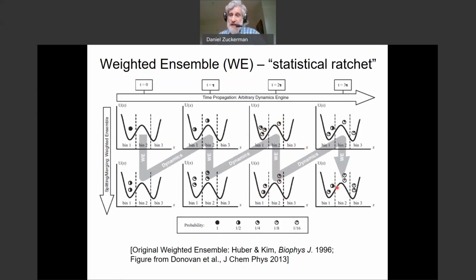So you can see that it's pretty obvious from looking at these weights that you can see exponentially rare occurrences. So that's the essence of the weighted ensemble idea. You can say it's a way of spreading your resources over your conformation space. It's a way of seeing rare events that you couldn't otherwise see.